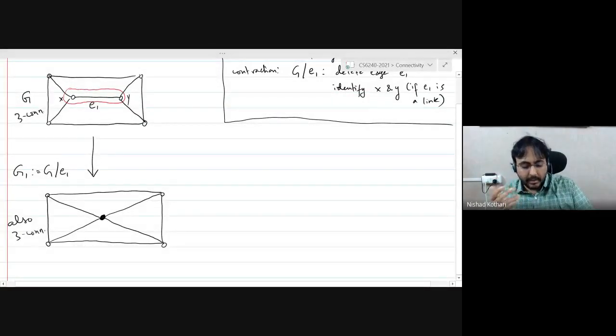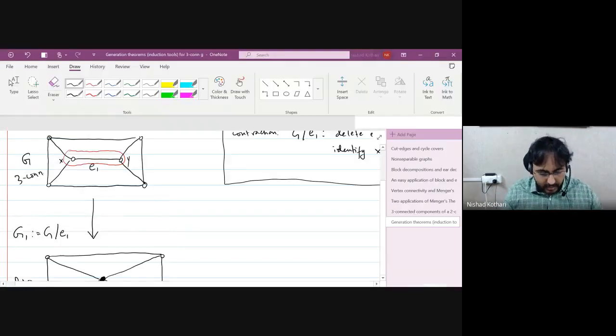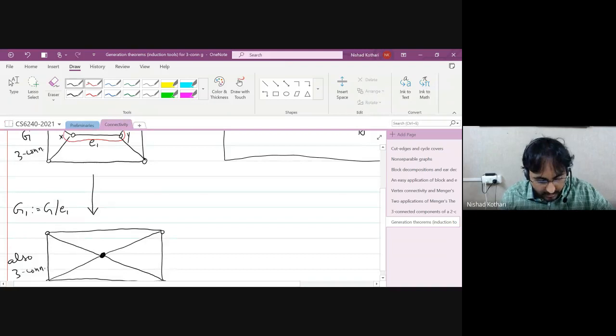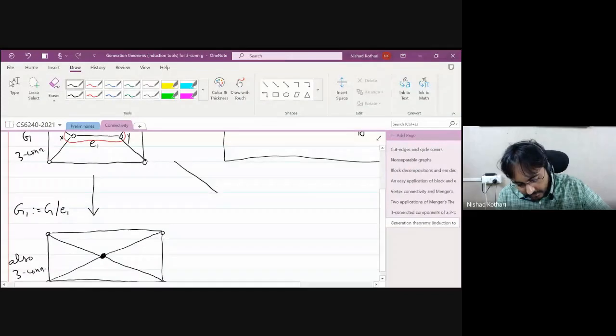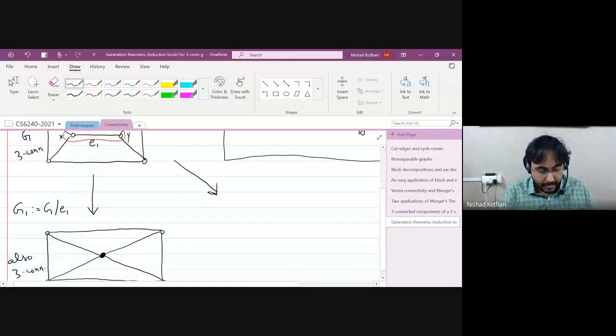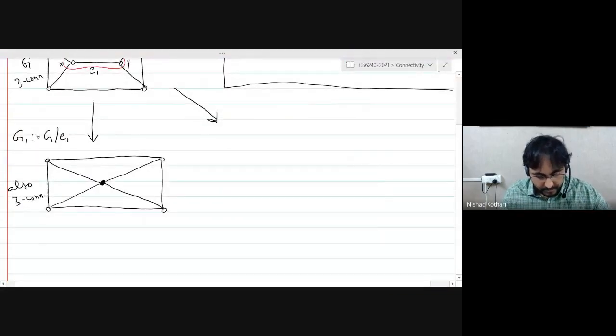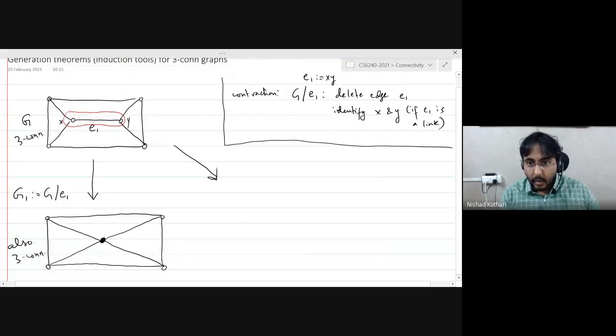Well, immediately you have the question, is this always the case? Can I just choose any edge and contract it? And am I going to get a three connected graph? Any guesses? What do you think? Is that true? Can you just choose any edge you like and contract it and get a three connected graph, assuming the original graph was three connected? Okay, since there are no guesses, let me tell you, let's just try another possibility.